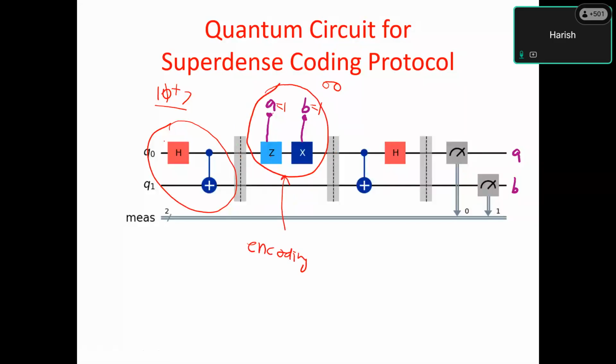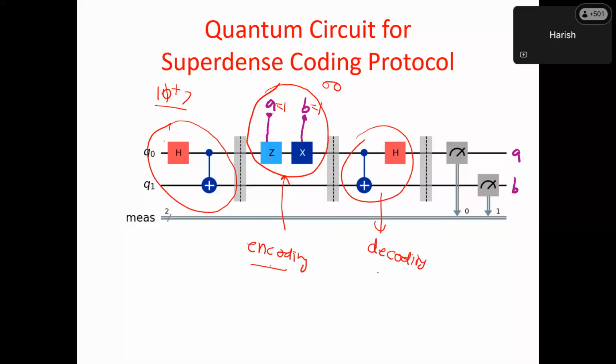Encoding is done at Alice's part only. So Alice is encoding these 2 bits of information in her qubit by this X and Z gate. Now Alice will send this qubit to Bob, and this part is nothing but the decoding part, performed by Bob. And when Bob measures these 2 qubits, he will have A and B, which Alice wanted to send. So this way we can implement exactly how this protocol works.